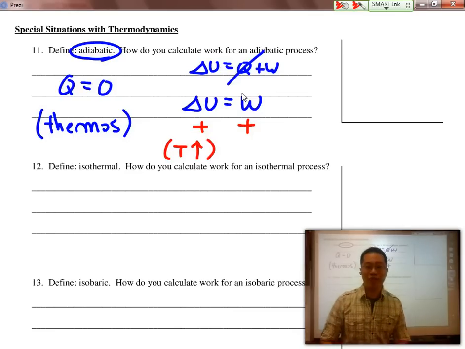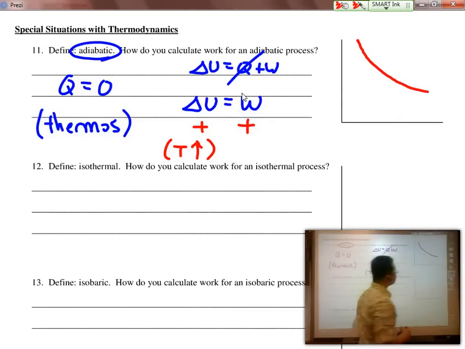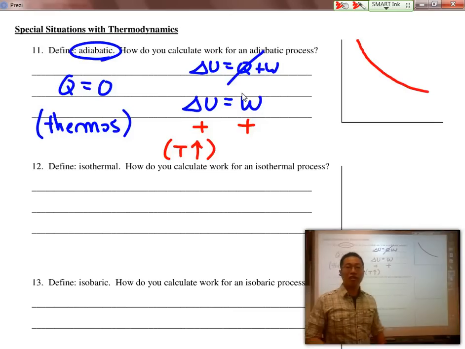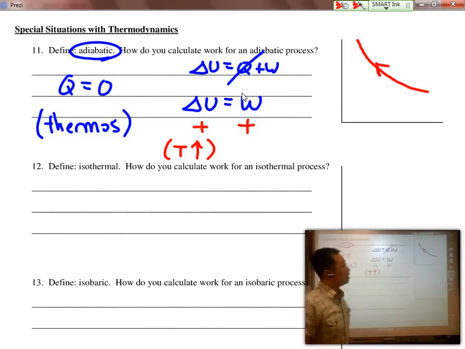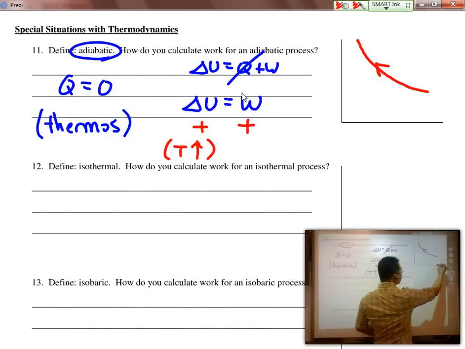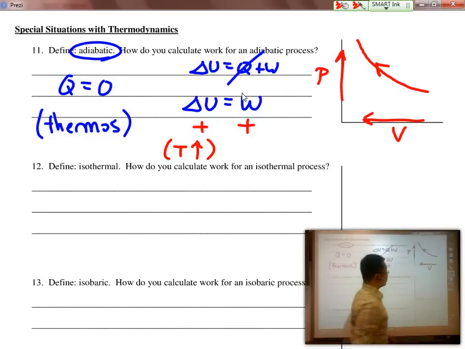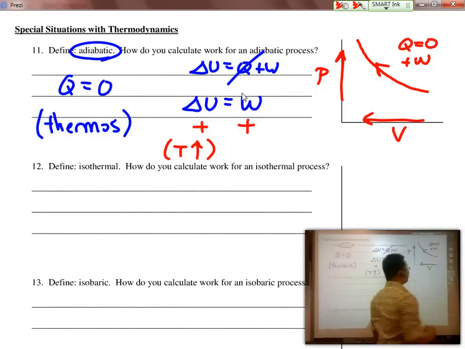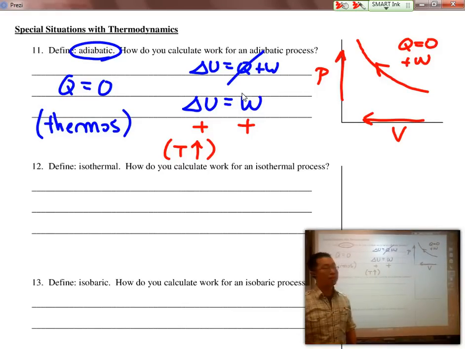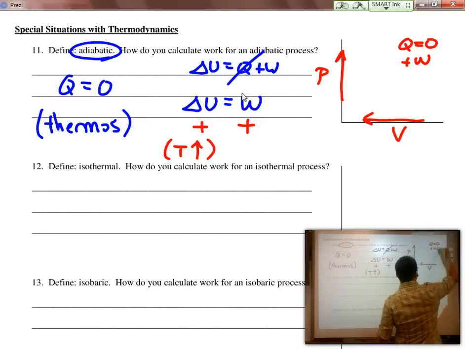If you were to graph what an adiabatic process looks like, it would look like this. If it's being compressed, then the graph line is going to go upward, because as the volume is decreasing, the pressure is increasing. In this case, Q would equal 0, and you would have positive work, and therefore positive delta U, or a positive increase in temperature.